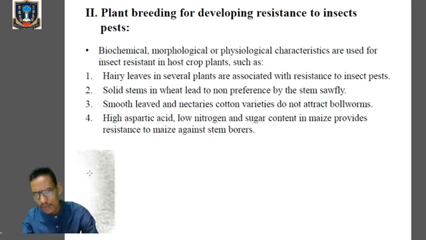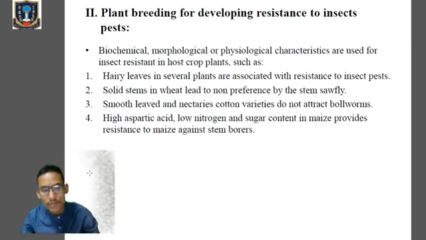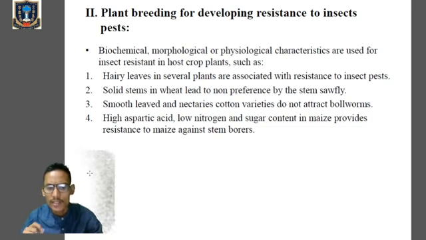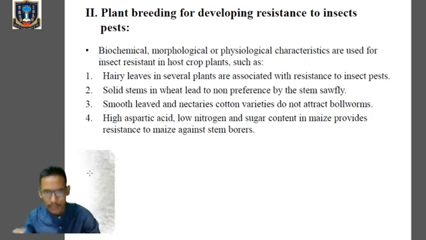Okay, so biochemical, morphological, or physiological characteristics are used for insect resistance in host crop plants. So, what are those characters? First one, hairy leaves in several plants. You have seen most of the plants with hairy leaves, right?